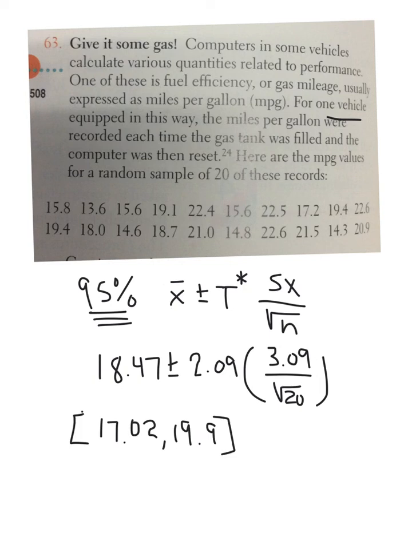I kind of cheated and went into stat on the calculator, over to tests, and then down to t-interval, and it put in the numbers to get this. And how do I interpret this? I say, I'm 95% confident that the true average miles per gallon for this vehicle is somewhere between 17 and 19.9 miles per gallon. Okay, there you go.